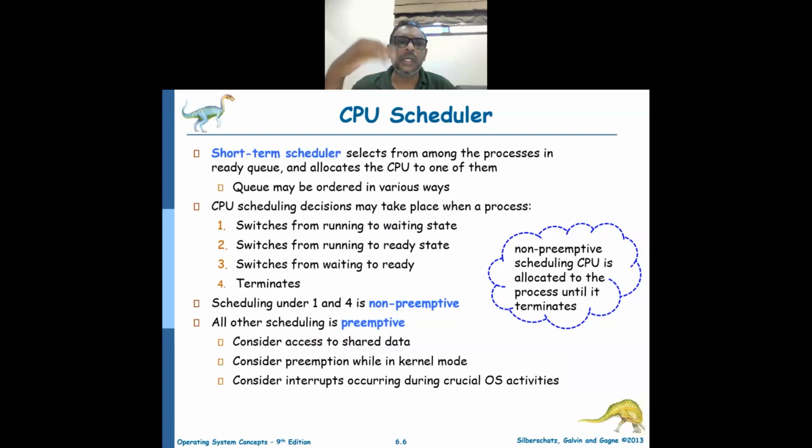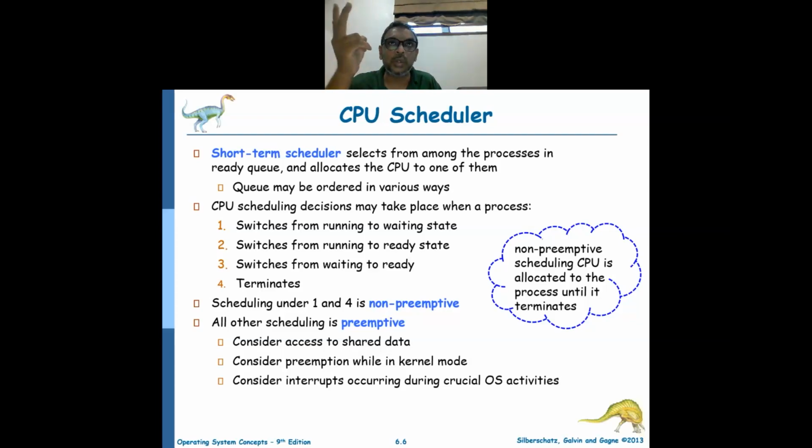What is the job of the scheduler? The scheduler is a sort of software inside the operating system that brings the processes from the memory, from the waiting state back into the running state, or from the running state back into the waiting state. That means from the CPU back to the memory, and from the memory back into the CPU. That is a scheduler. However, the term short-term scheduler is different.